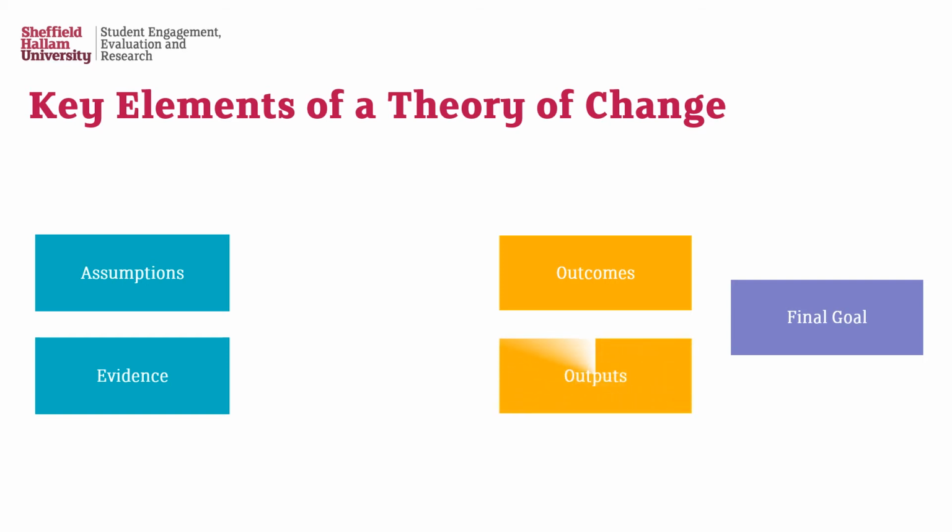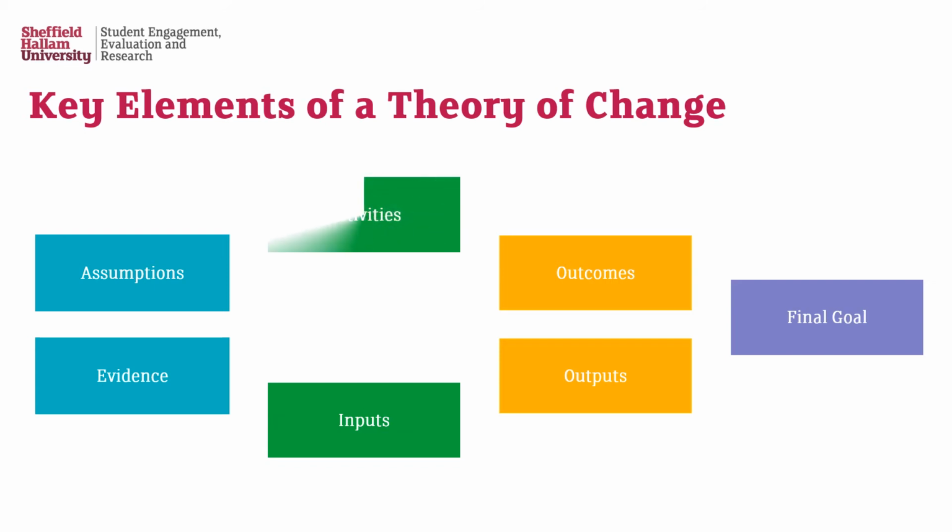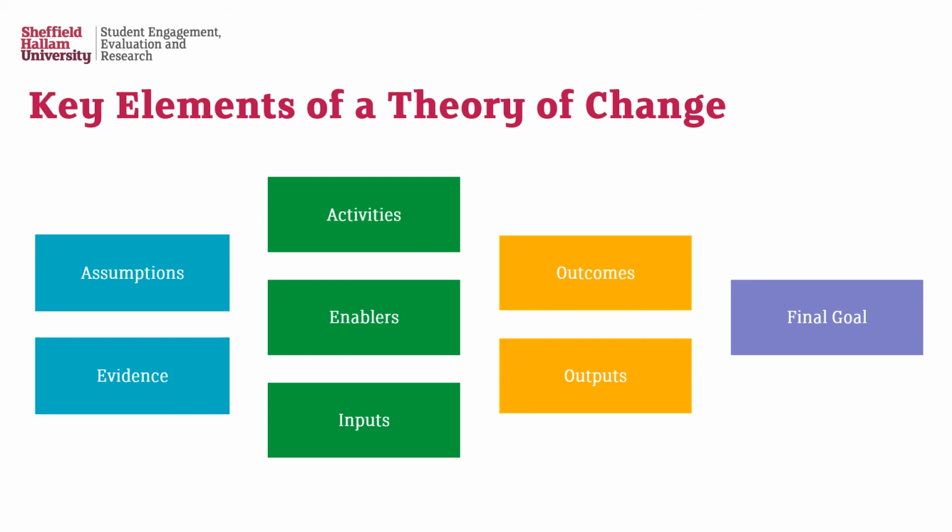Next, you might think about the outputs of your program. What products, services, or facilities are going to result from your activities? Also, how many participants will you have, and how much contact will they receive during the program? This aligns closely with inputs, or the resources that will go into the program, and the activities you plan to undertake that will support you achieving your outcomes and goals. You might also want to consider what you need for the program to be successful. What are the enablers, and are these internal or external to your organization?